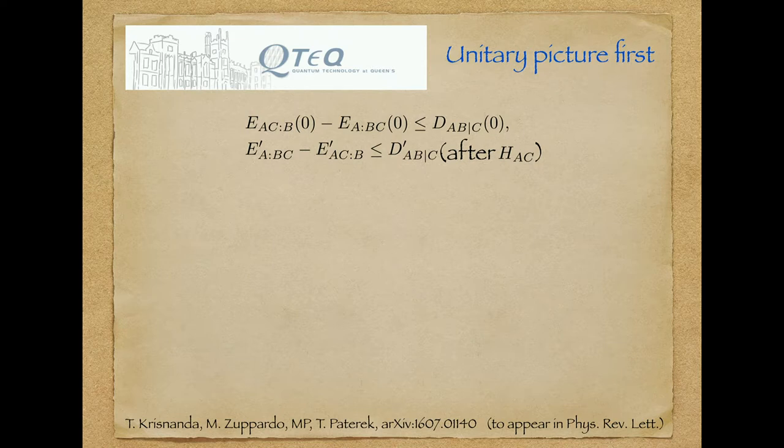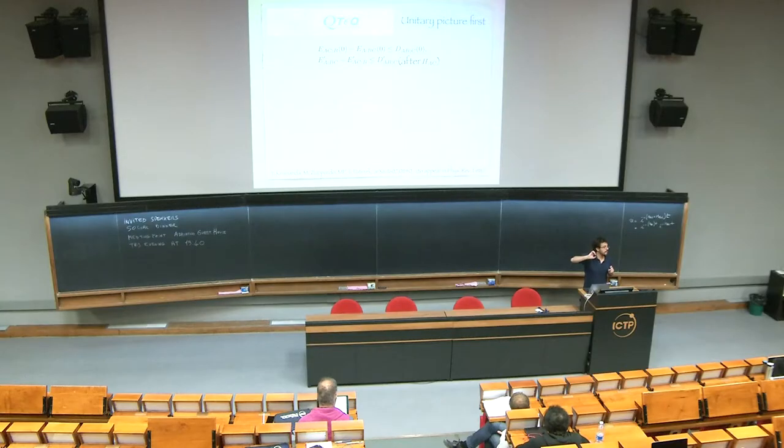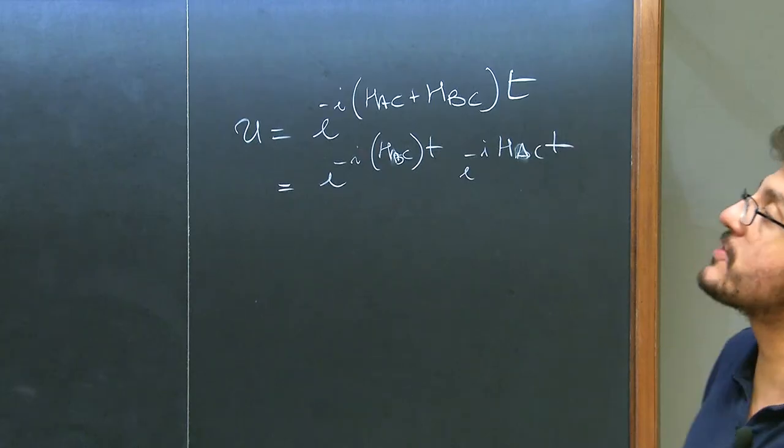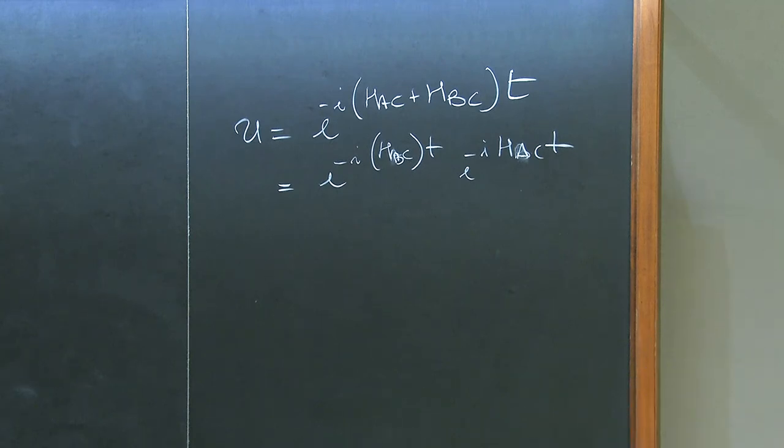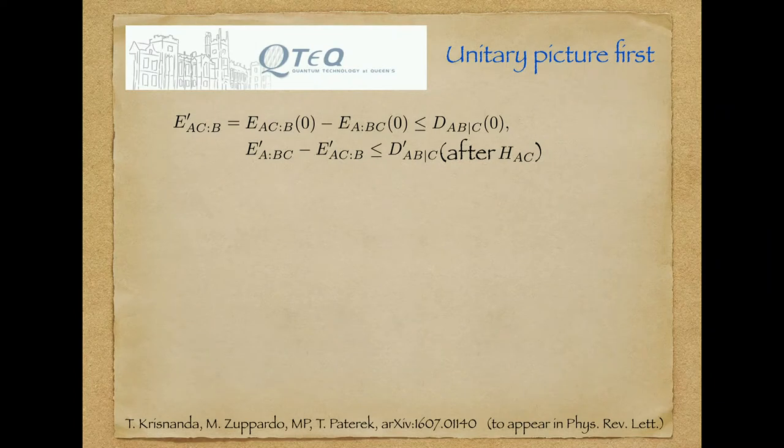Now, the entanglement between B and AC is invariant if I do something on AC only, right? In that bipartition, a joint unitary on A and C is a local operation. So this entanglement cannot increase. Therefore, if I apply the Hamiltonian HAC to get something primed, that entanglement cannot change. So the entanglement between B and AC at the beginning is the same entanglement that I get between B and AC after the application of this unitary.